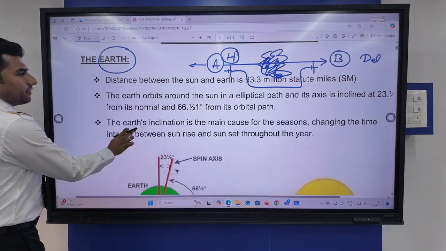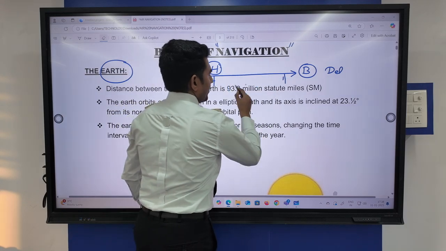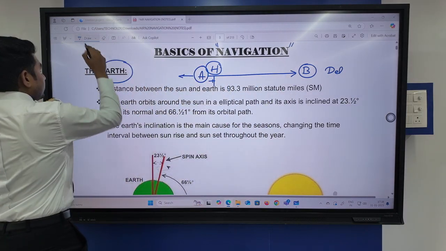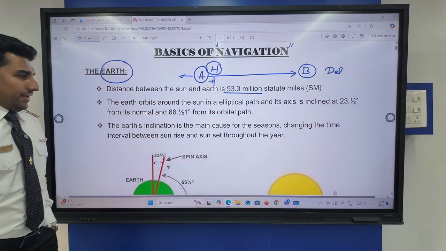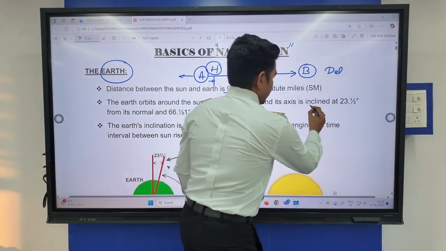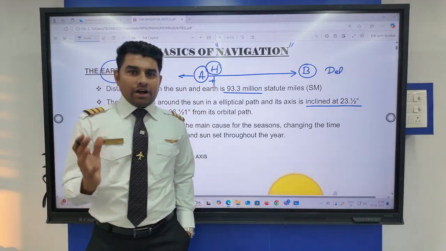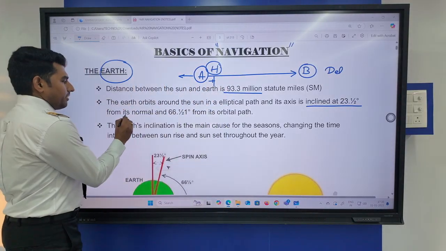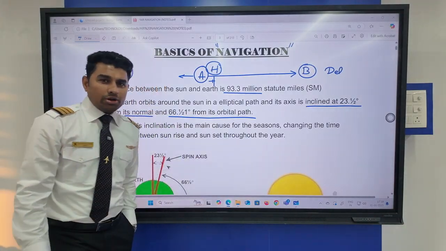Here we have some numbers as we just discussed. It's about the gap between the sun and the earth, which is 93.3 million statute miles. The next important thing that I told you is about the inclination of the earth's axis, which is nothing but 23.5 degrees from its normal, and 66.5 from its orbital path.